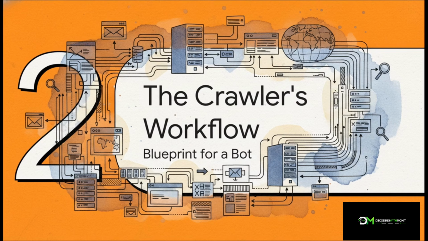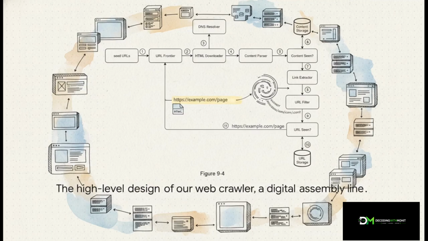Okay, let's dive into the next part, the crawler's workflow. This is the actual blueprint. How do we take that super simple loop and turn it into a real, robust system that actually works? All right, here we go. This is the high-level design. I know it looks like a lot of boxes and arrows, but don't worry. The best way to think about it is like a sophisticated assembly line, but for processing URLs.